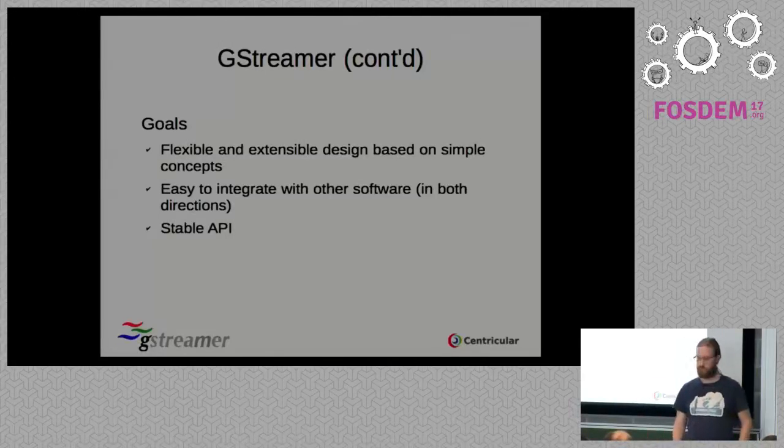A framework would be quite useless if our API would change all the time. So we try, and we succeed with that, to have a stable API. Currently, we have the 1.0 release series, which started in 2012. Since then, not a single API change. Everything you built back then still works nowadays, and I think that's a good thing to have.